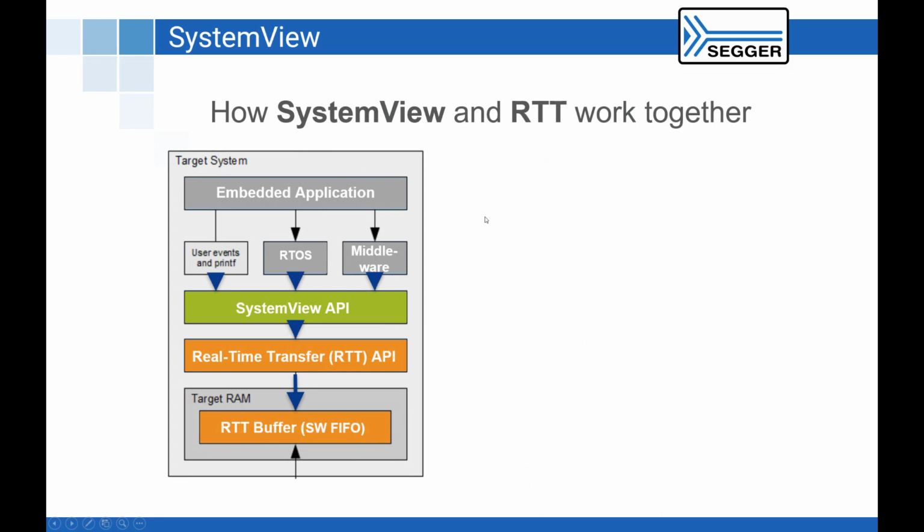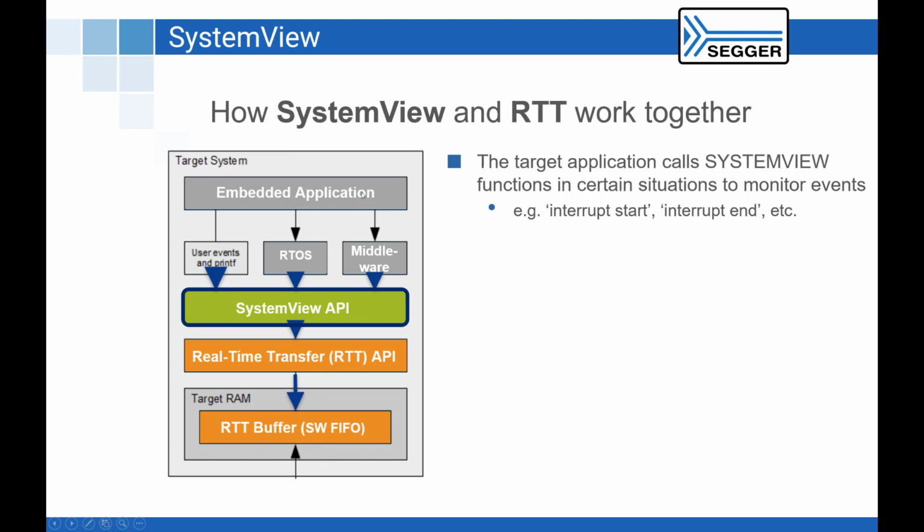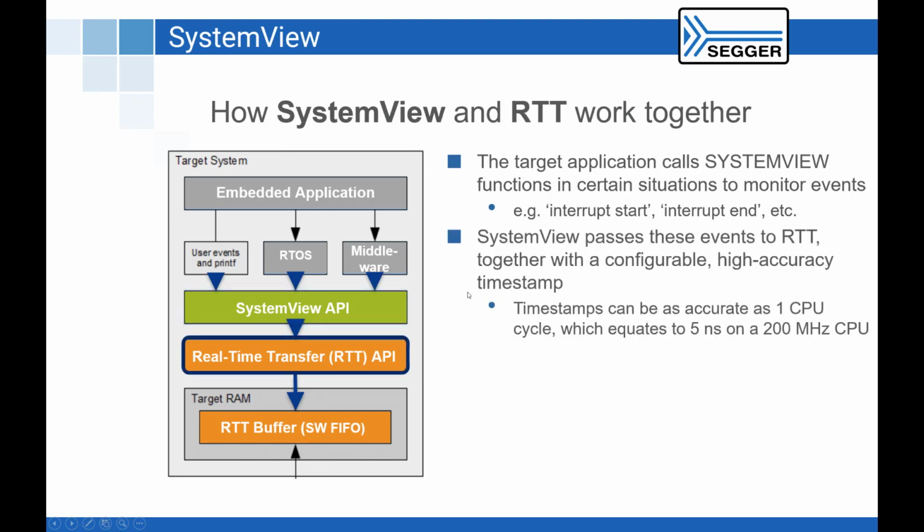So here's how SystemView and RTT work together. Again, these elements of your embedded application create all kinds of events, and they call the SystemView functions to pass that on to the SystemView API, for example, when an interrupt starts or an interrupt ends. In turn, SystemView passes these events on to RTT, and it also gives it a highly accurate timestamp that goes with it. These timestamps are configurable, and they can be very, very accurate.